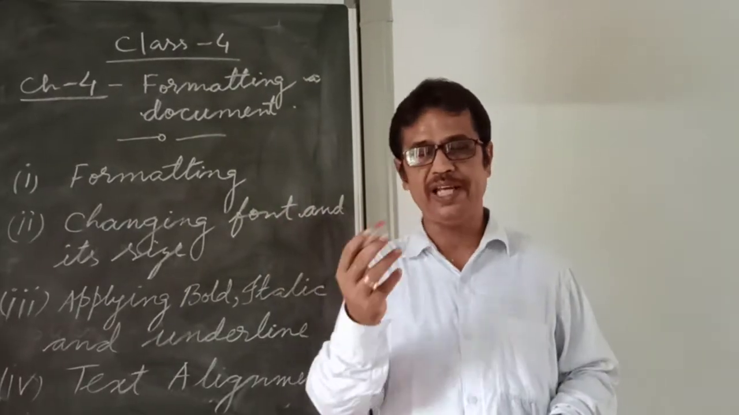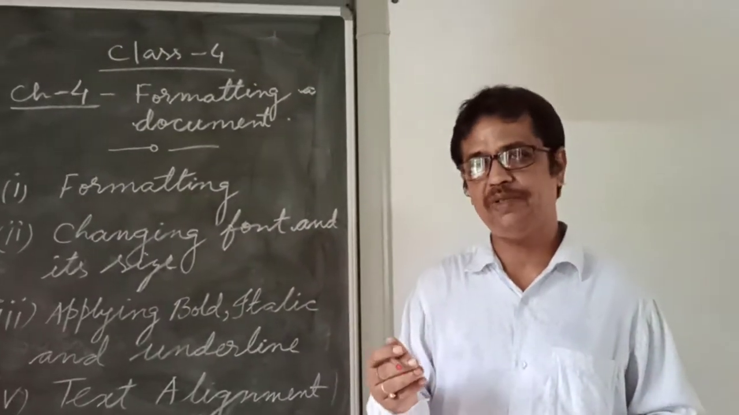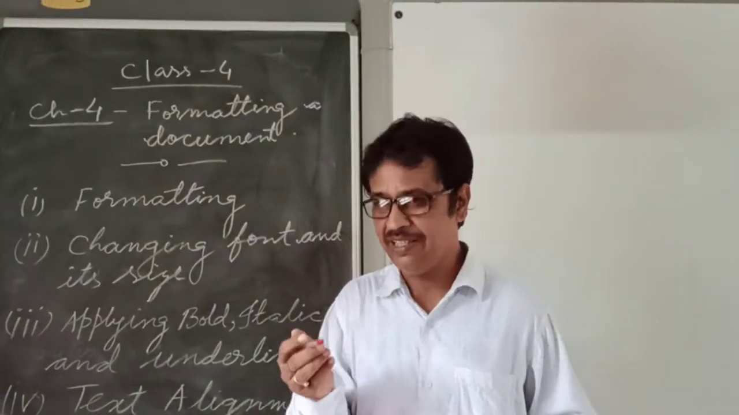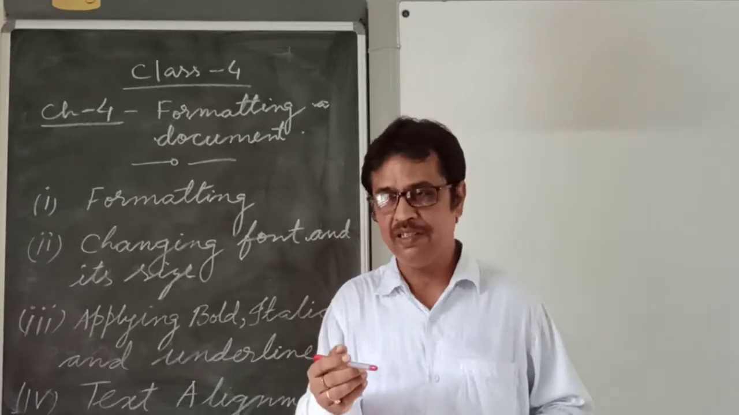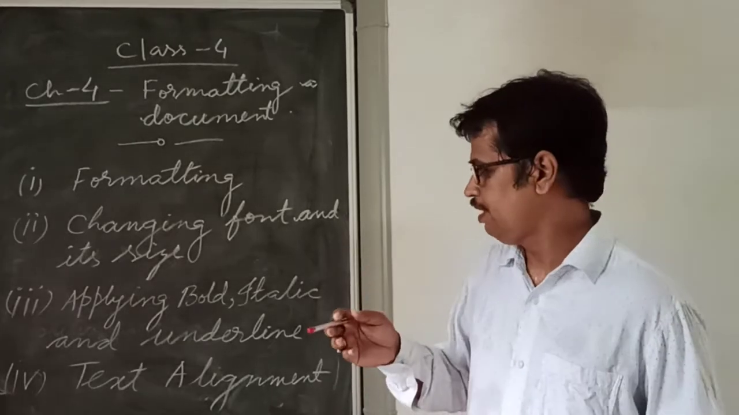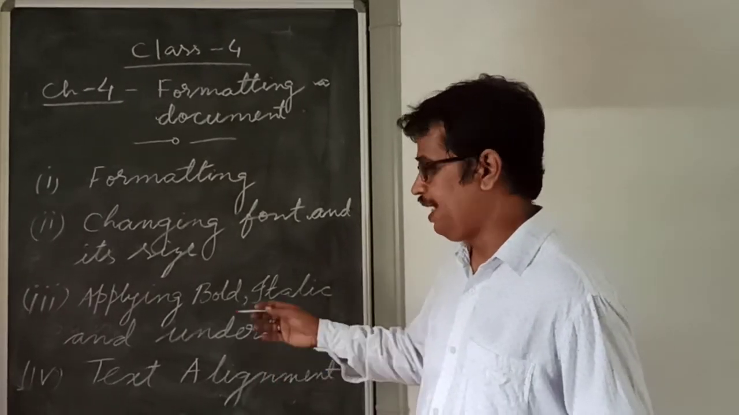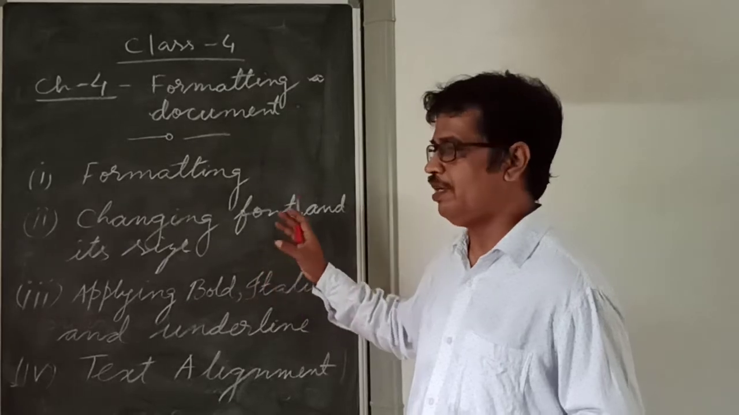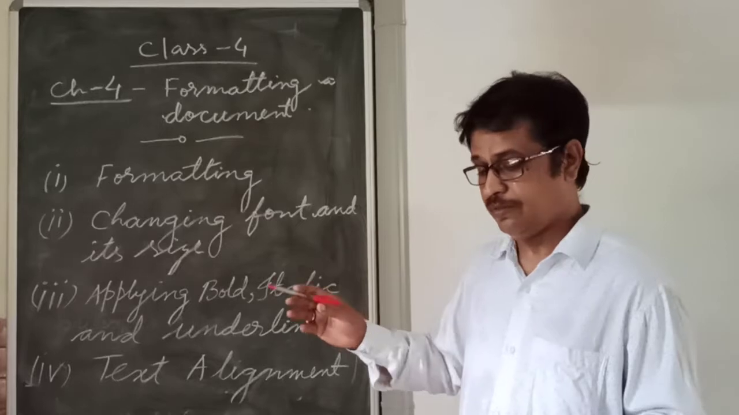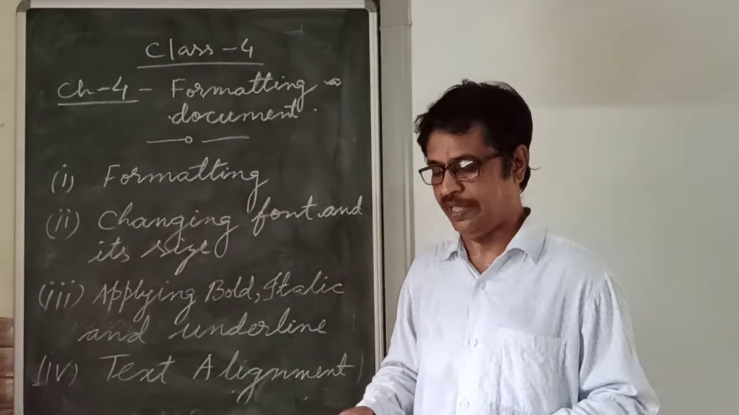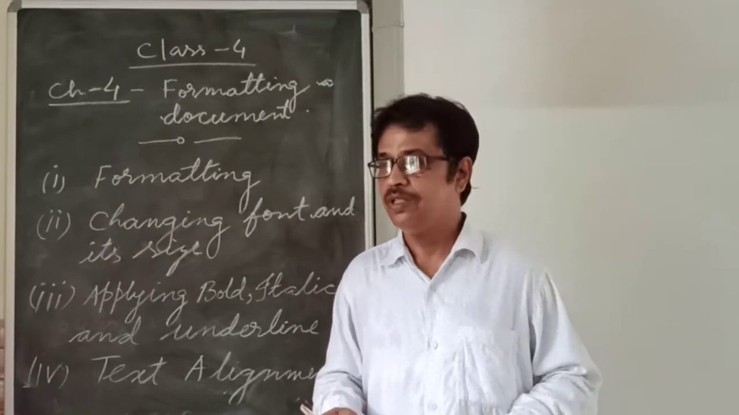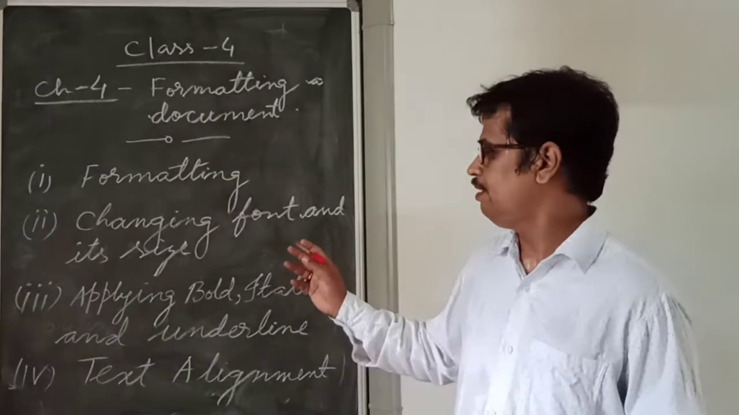So now again from the beginning, what is formatting? Changing the look of your text is called formatting. Formatting can be done in many ways, like changing the text color, changing the text size, changing the text design, making it bold, underline, italic, applying alignment options. These all are called formatting. If you want to change your text look, that is called formatting. You can say it is one type of decorating. Decorating means formatting.